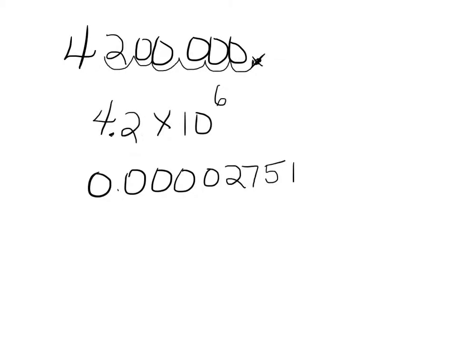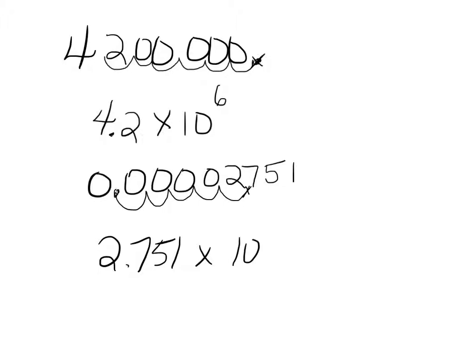Okay, if I have a decimal, I'm going to move the opposite direction, and I'm going to get my decimal to go here between the 2 and the 7, because 2.751 is going to give me a number that's between 1 and 10. So to move my decimal point, 1, 2, 3, 4, 5, I'm moving it 5 places, but since it's a decimal, my exponent's going to be a negative number.